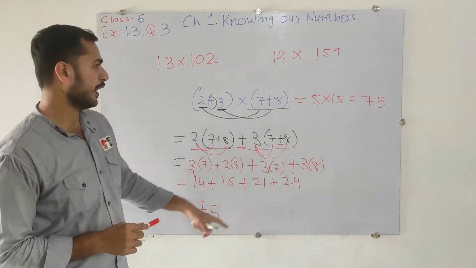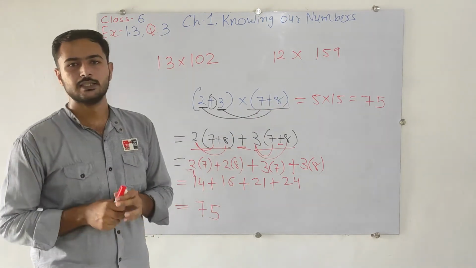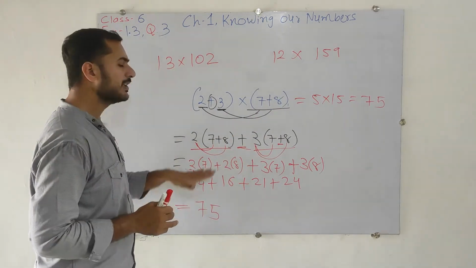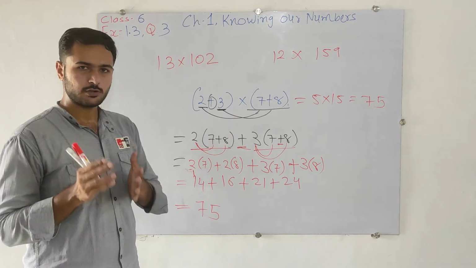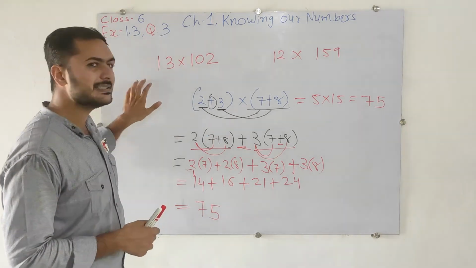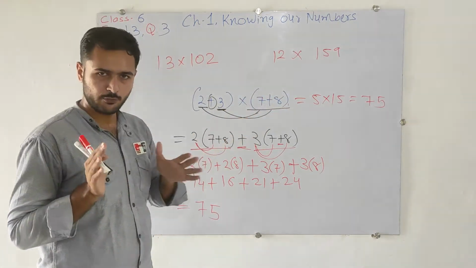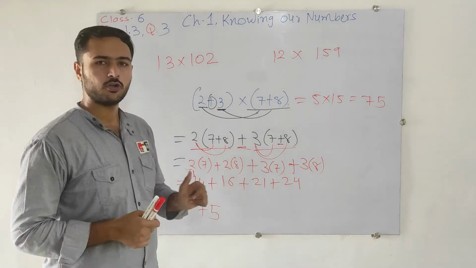Here we got 75, that is also 75. It means both the methods are correct, but for larger numbers it will be really very easy. First of all, just pause the video and note it down. After that I will solve these questions again, showing how we can solve by this method. But before that, pause the video and note it down.